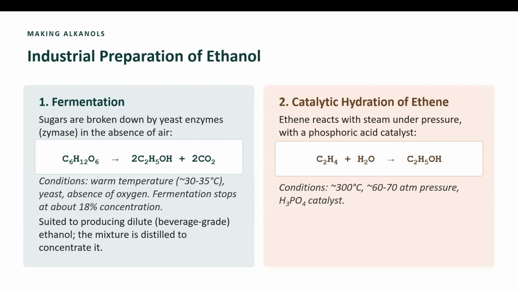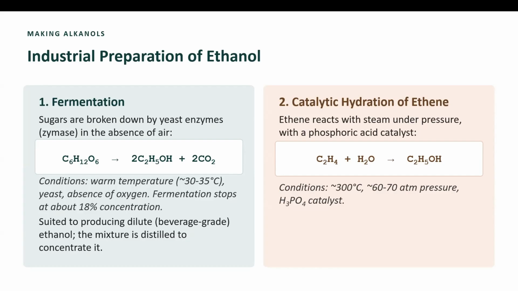The second method of preparation is what we call catalytic hydration of ethene. You are adding water to the ethene molecule. If you add water to ethene in the presence of phosphoric acid as catalyst, please pay close attention. I mentioned phosphoric acid as catalyst, but take note that tetraoxosulfate(VI) acid can also replace phosphoric acid here as catalyst. So the catalyst can be phosphoric acid, or it can also be tetraoxosulfate(VI) acid.